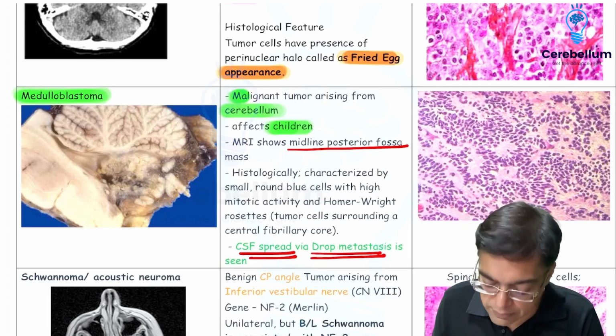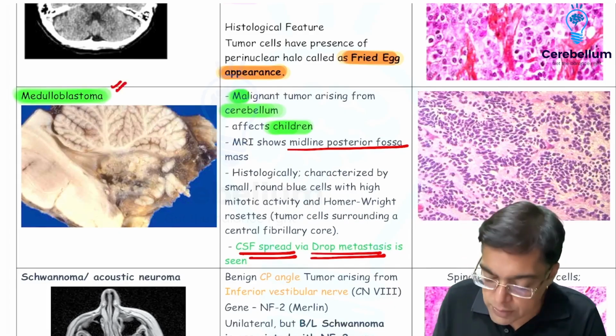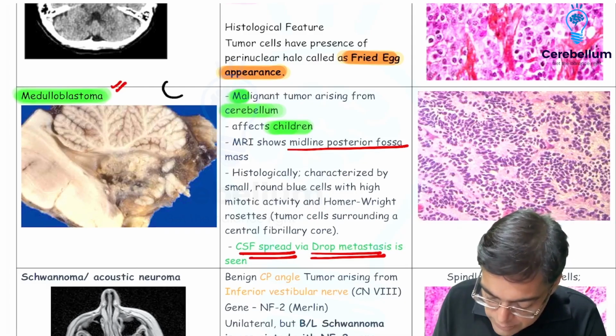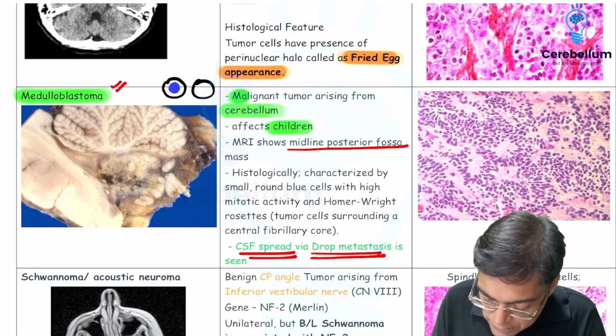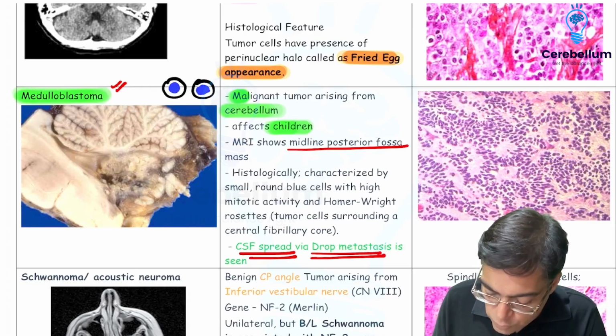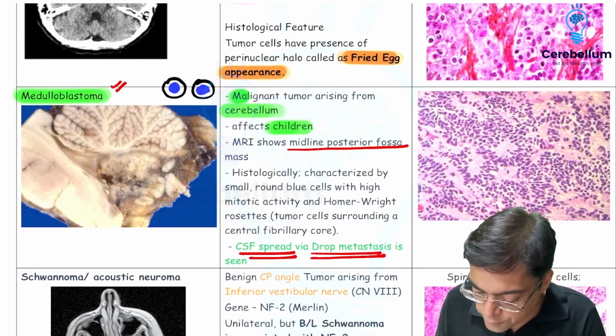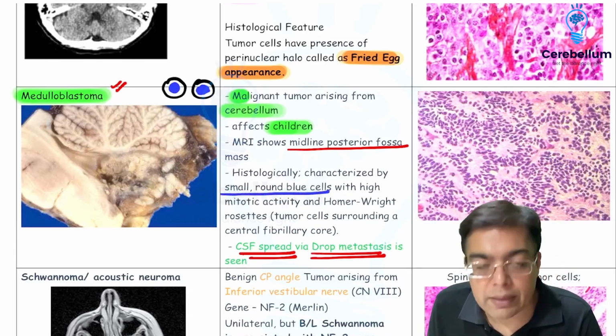At a microscopic level, this is an example of a tumor which is going to be having a neuroectodermal origin, and therefore tumor cells over here are going to be small size tumor cells. They are going to be having the presence of extensive amount of chromatin in them. So they are an example of the small round blue tumor cell category.